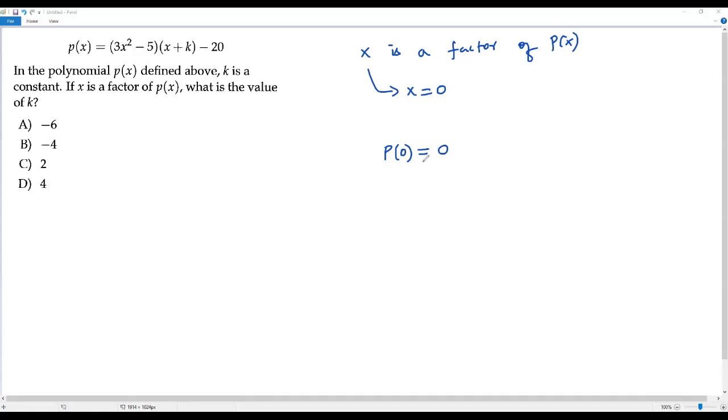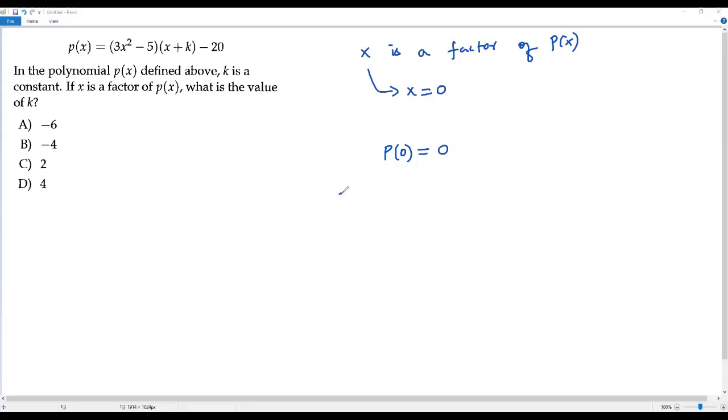Here we don't have to verify, because we are not verifying whether x is a factor of P of x, because the question itself clearly says x is a factor of P of x. So when I plug in the value 0 for x into the given polynomial function, it must be equal to 0, because already we know that x is a factor of P of x. We know P of x is 3x² − 5x + k − 20. So if I want to get P of 0, I have to plug in 0 for the x here.